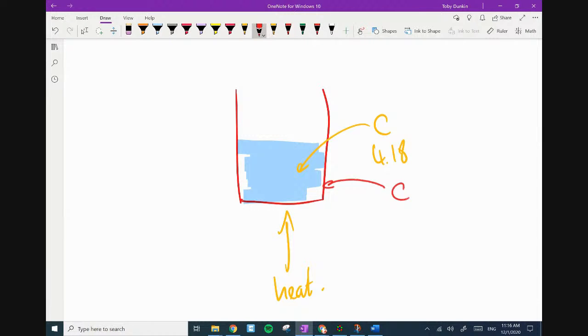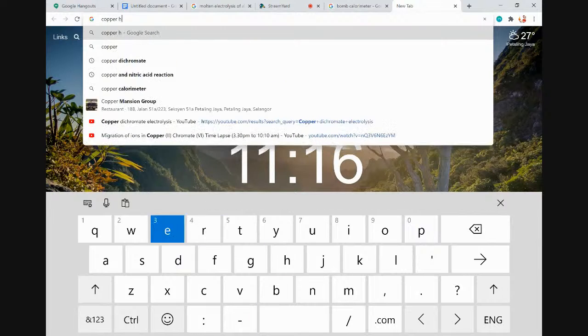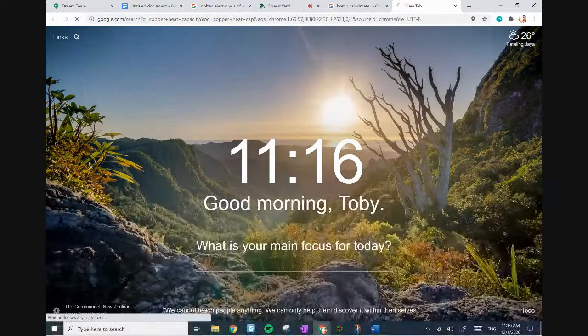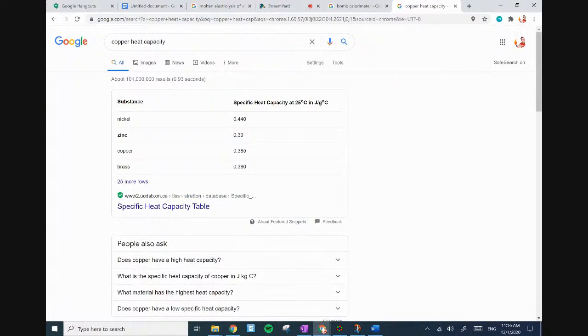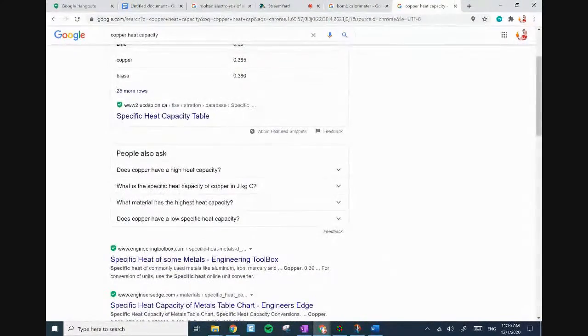I'm tempted to look that up. What's copper's heat capacity? You guys might even know. Copper heat capacity in joules per, look, they're even quoting it in joules per gram. Yeah, Oliver, in your face.